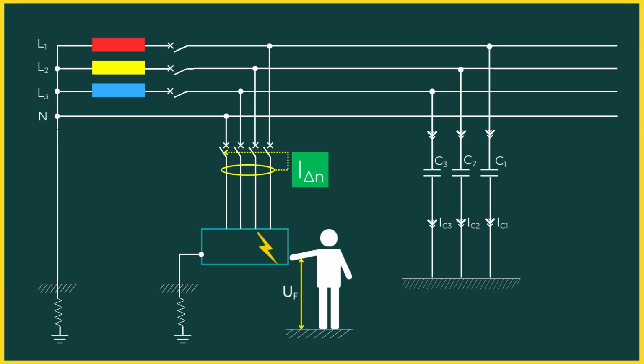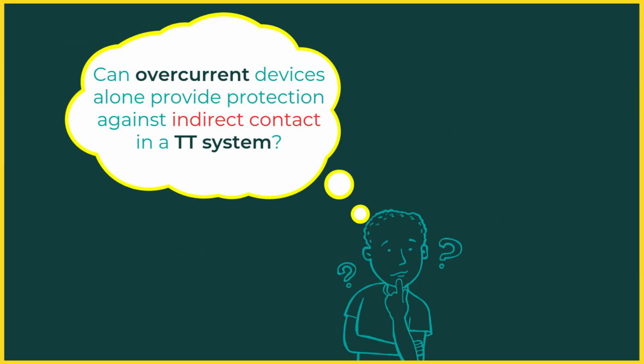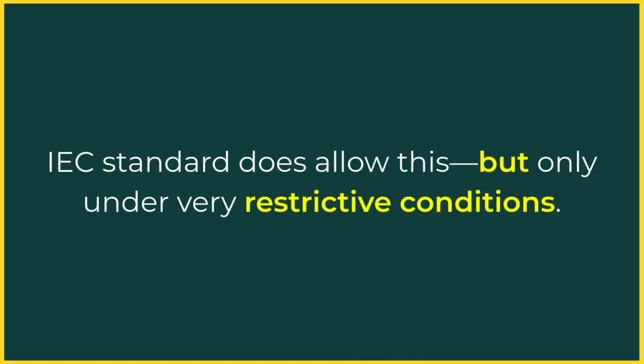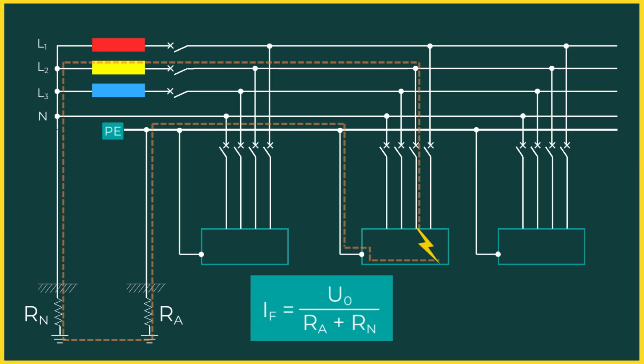This brings us to an important question. Can overcurrent devices alone be used for protection against indirect contact in a TT system? Well, IEC does allow this, but only under very restrictive conditions. A sufficiently low fault loop impedance must be permanently and reliably ensured. In TT systems, this is difficult to achieve in practice. Earth resistance values are often high and difficult to predict. As a result, earth fault currents remain low.